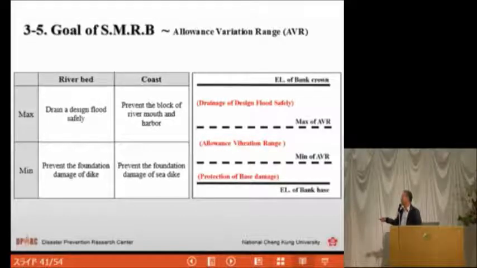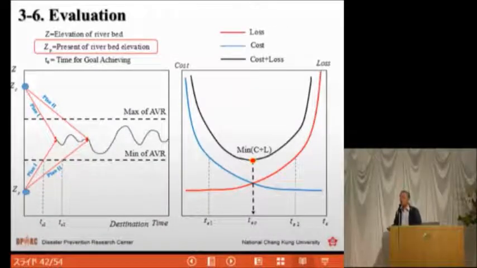In the coast, of course, you can install the maximum AVR to prevent the block of river mouth and harbor. And for the minimum, you can install it to prevent the foundation damage of sea dike. But the problem is how much money do you want to spend and how much risk do you want to take. And this is the AVR, maximum of AVR, minimum of AVR. And the snake line is the riverbed. After a large scale landslide occurred, maybe your riverbed elevation is here or here. So how much time do you want to take to go into the AVR? It concerns your cost and, of course, the risk.